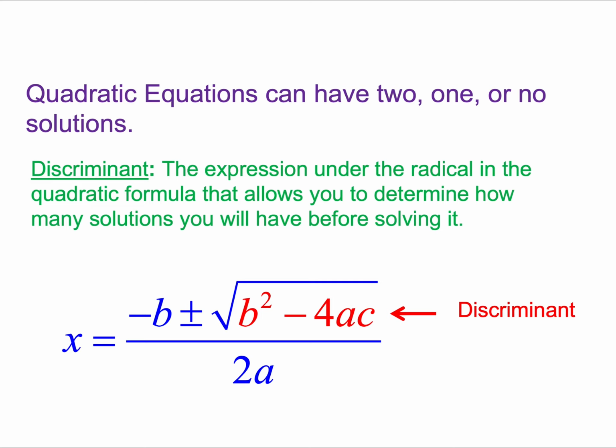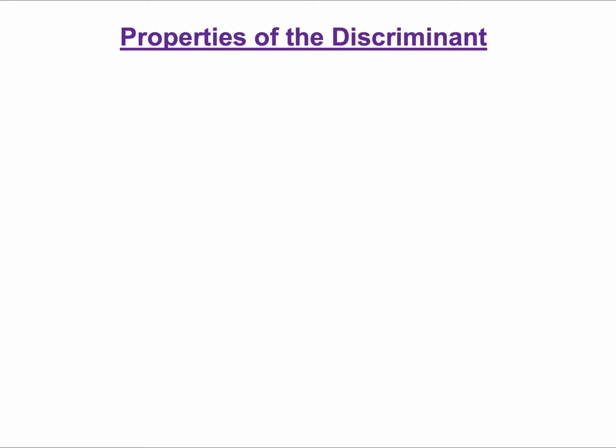The discriminant is shown in red. b squared minus 4ac is the discriminant. Properties of the discriminant.